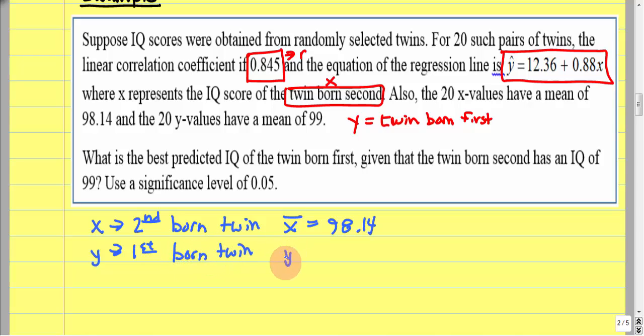So this is Y bar, in this case, is 99. Now these numbers are very, very close. The Y bars are a little higher, so we might be able to say, you know what, it looks like the firstborn twin has a little bit higher IQ. But the difference between 98.14 and 99 is so small, I doubt that it's statistically significantly different.